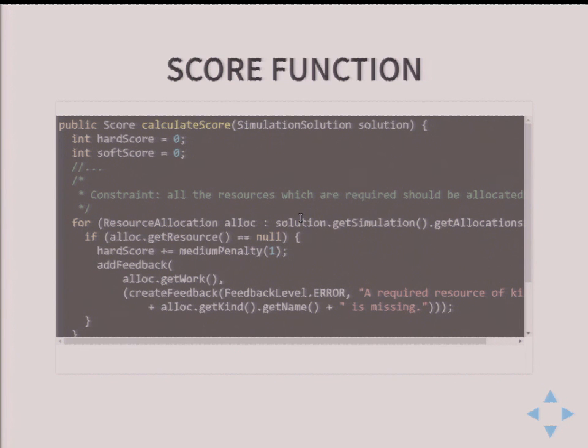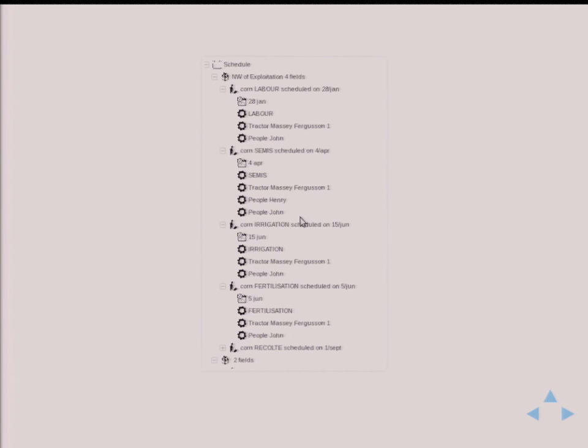And just from this, the annotations and the score function, you get a model, and OptaPlanner is going to iterate and launch the score function and quite quickly find a solution which matches the hard constraints, and then it will try to optimize the soft constraints.